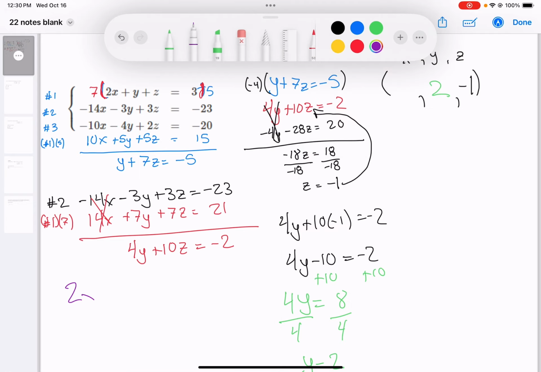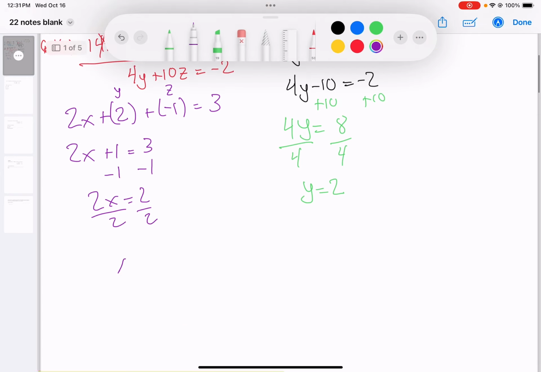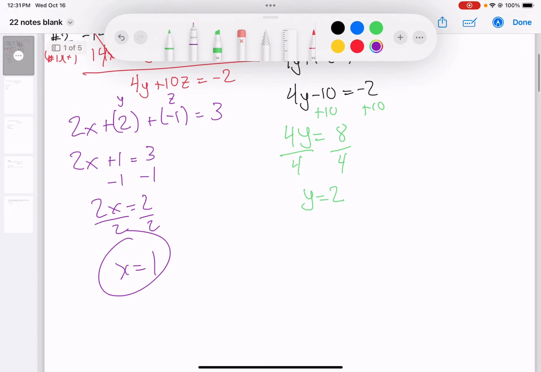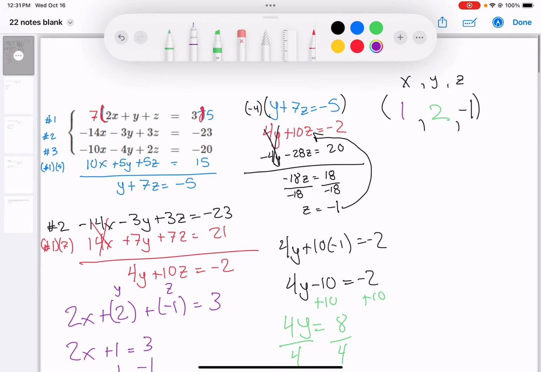So I've got 2x plus 2, because that's my y value. And then I'm going to add my -1, which is my z value. And that is going to equal 3. So we've got 2x, 2 minus 1 is 1, plus 1 equals 3. We're going to minus 1, 2x equals 2, divide by 2, and x is going to equal 1. So final answer on this one is going to be 1, 2, -1.